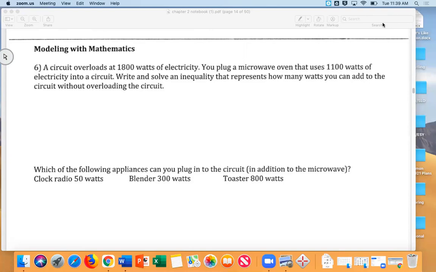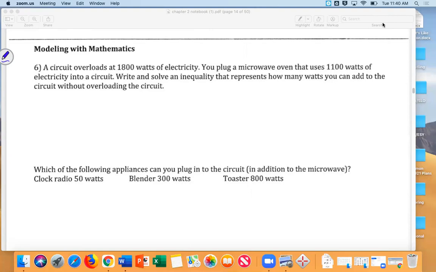So here in this problem, a circuit overloads at 1800 watts, meaning that's when it flips. As soon as you hit 1800, it goes, and it's off. Then all of a sudden all your lights shut off and you have to go find which breaker or push the button. So you plug a microwave oven that uses 1100 watts of electricity into a circuit. Write and solve an inequality that represents how many watts you can add to the circuit without overloading it. So here we go.